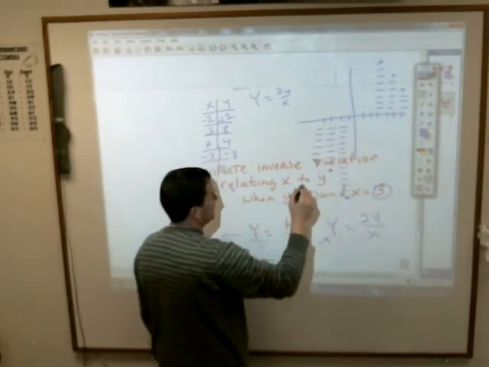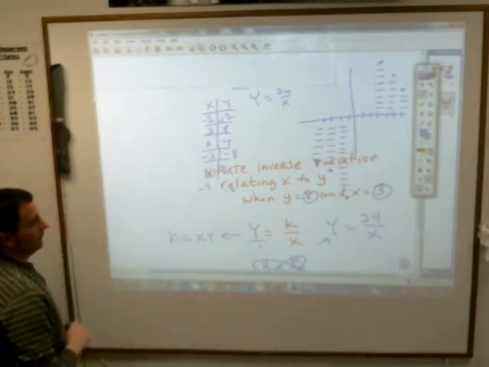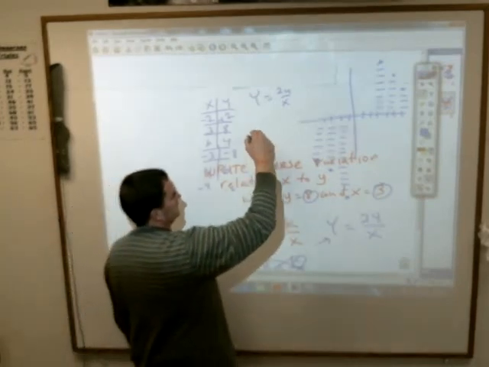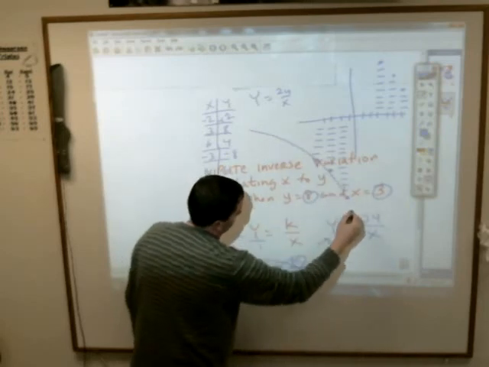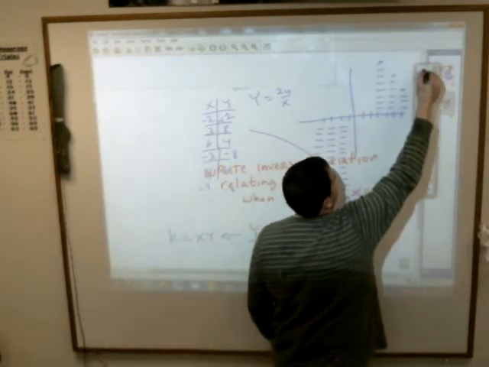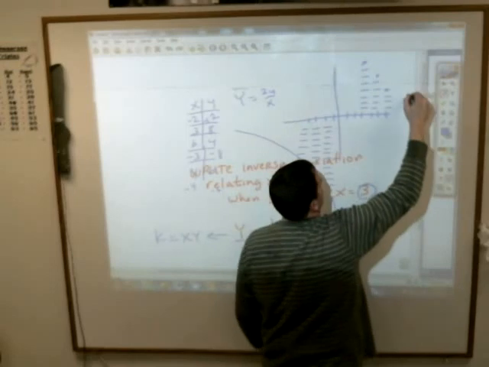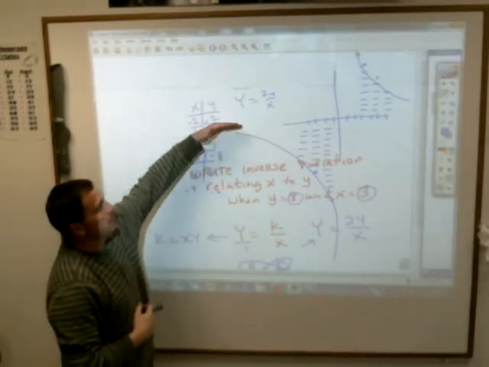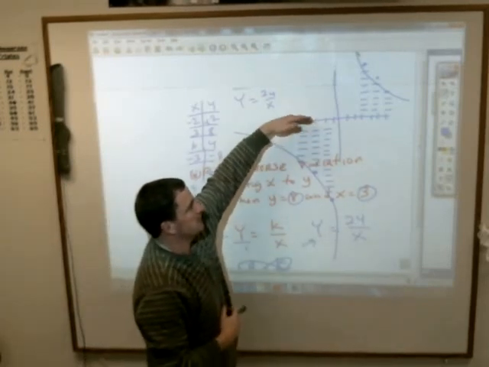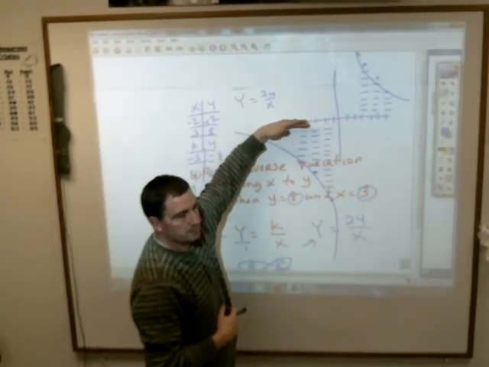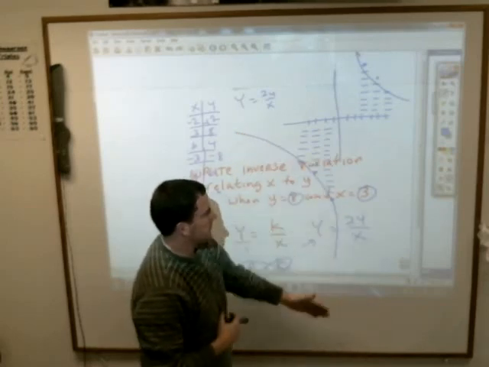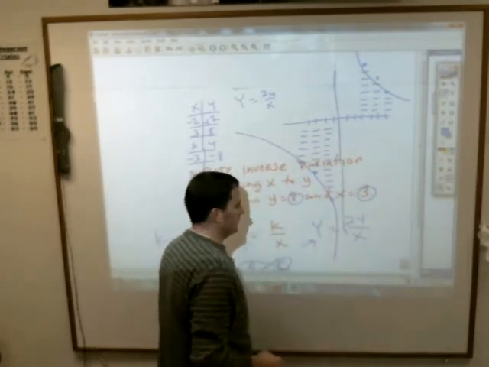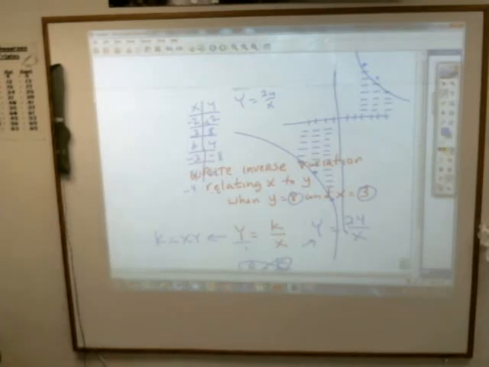Here's what this actually looks like. If you were to graph this out, it would look like this. And it would look like this. Neither one of these lines would ever cross either axis. They'd just be little round curves that would come close to the axis but never ever touch it. Inverse variation. Isn't that slightly freaky?